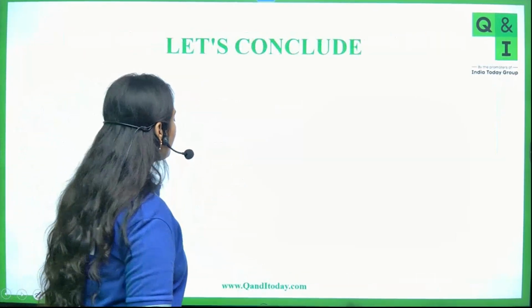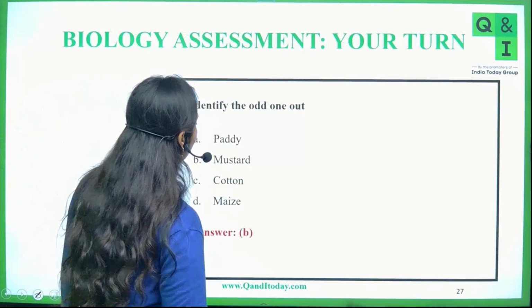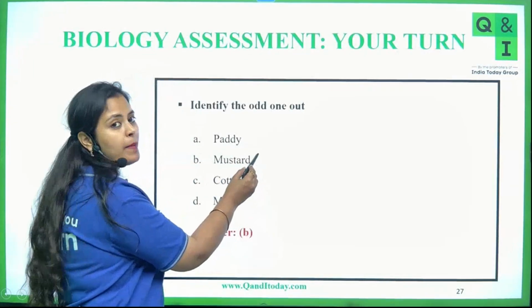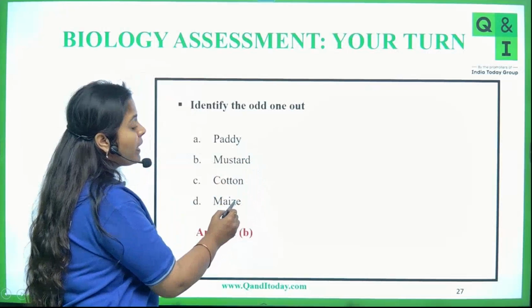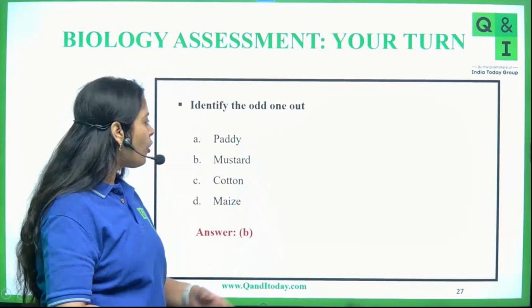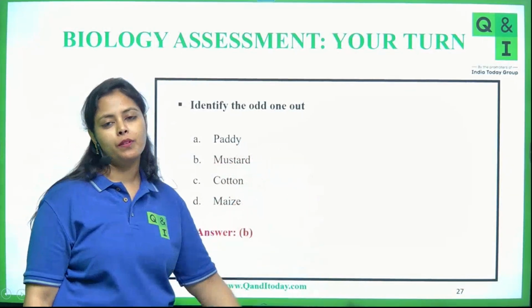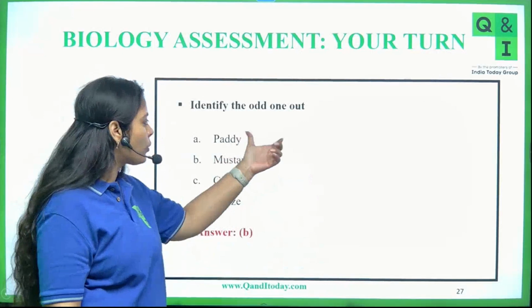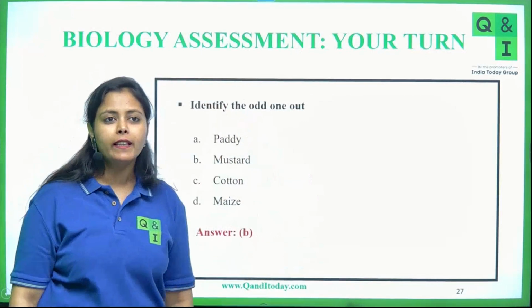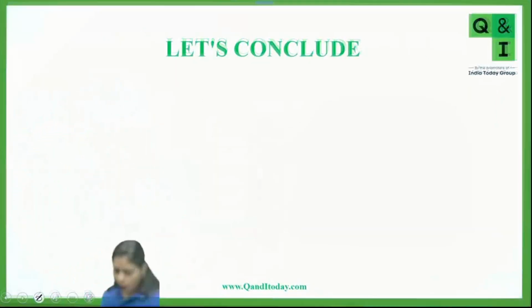So the correct answer to this would be option number B, mustard. Why? Mustard is a rabi crop. Rest, paddy, cotton, maize, they're all kharif crops. So mustard, a rabi crop, is the odd one out from the following. Got it?